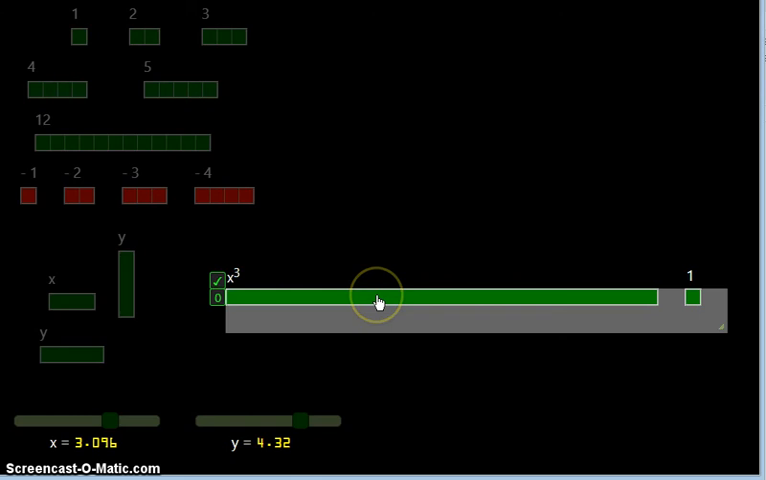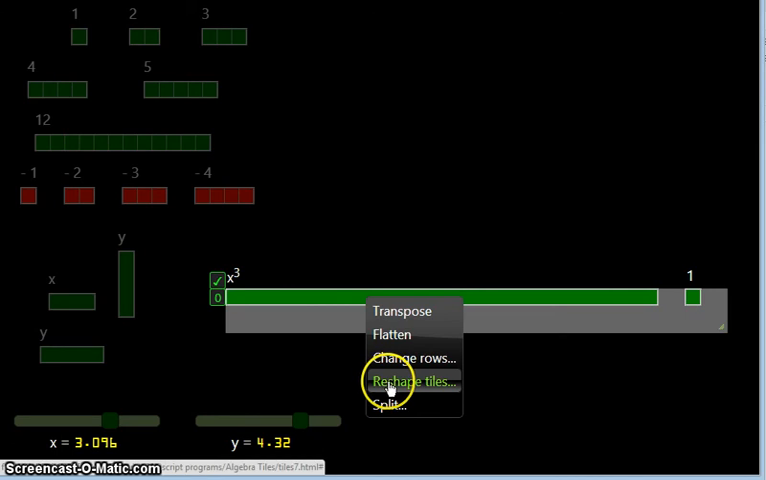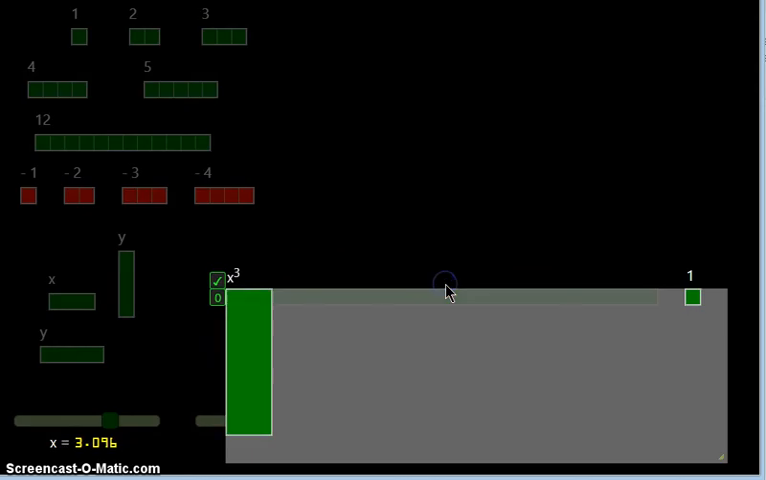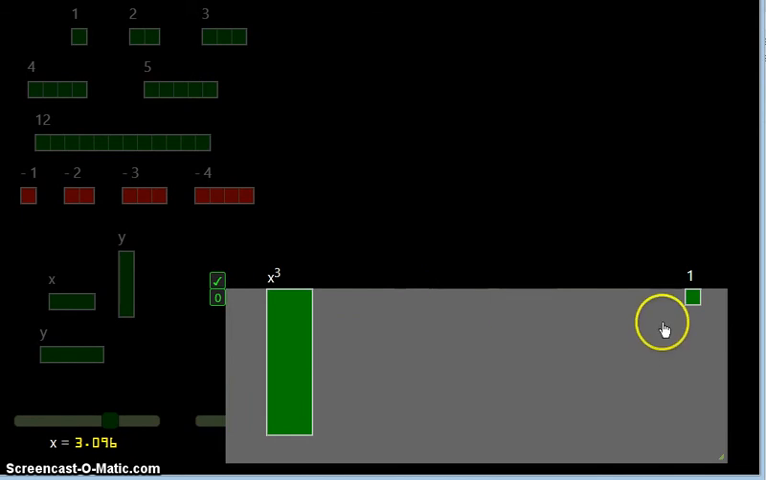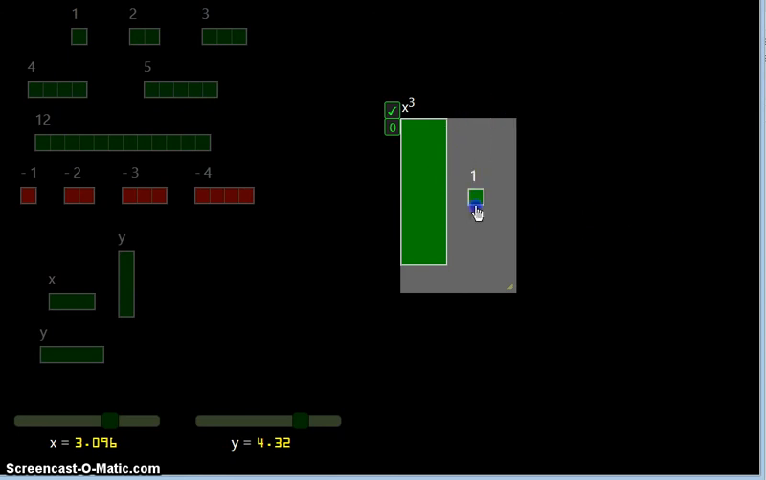So what I can do is make this x cubed bar change its shape, go backwards. I flattened it before. I can undo the flattening by selecting reshape tile and maybe making it x units wide. That gives me a tile that's x by x squared. Maybe that would help somehow. Let me move this up here. Well, I could put this 1 down there, and then I have to fill in this space and this space.